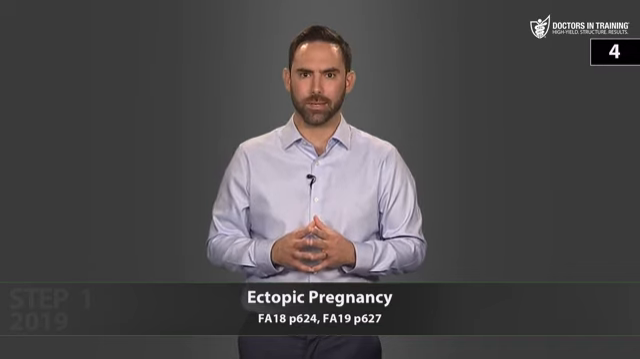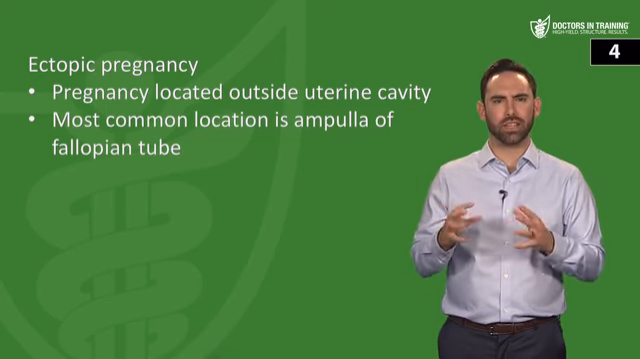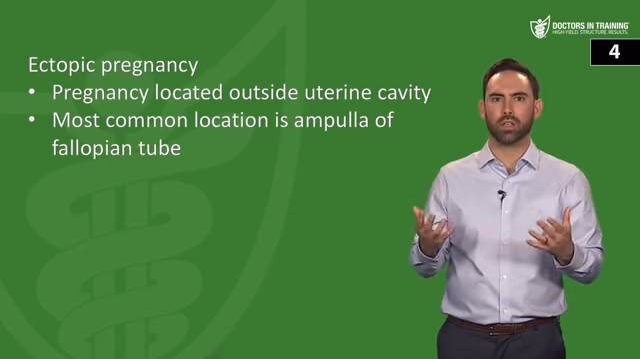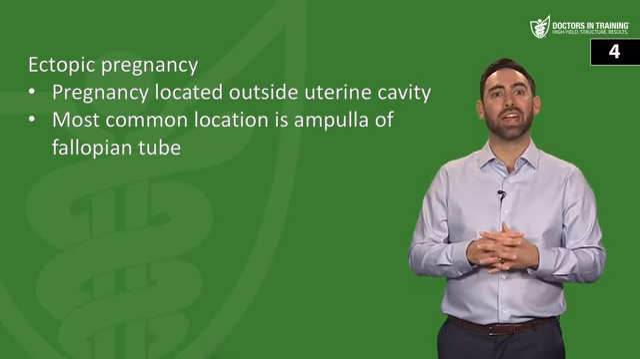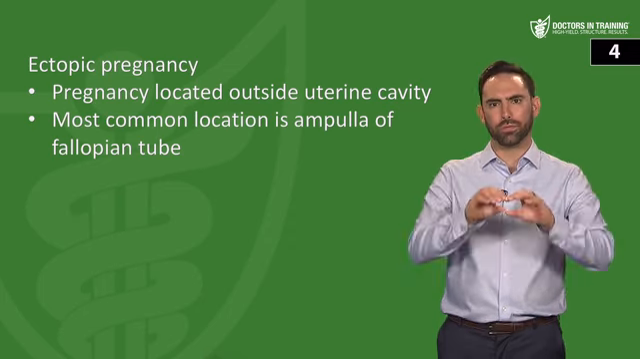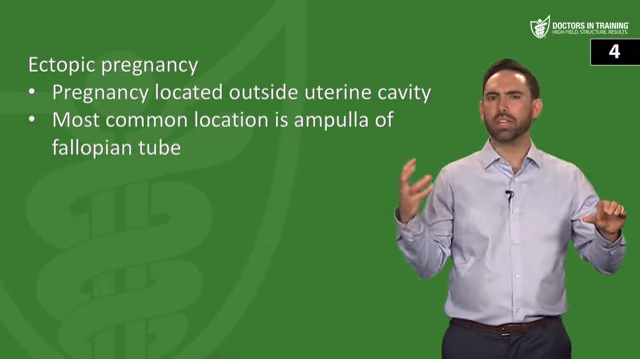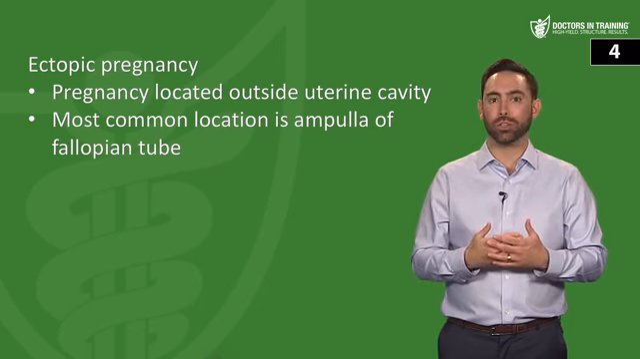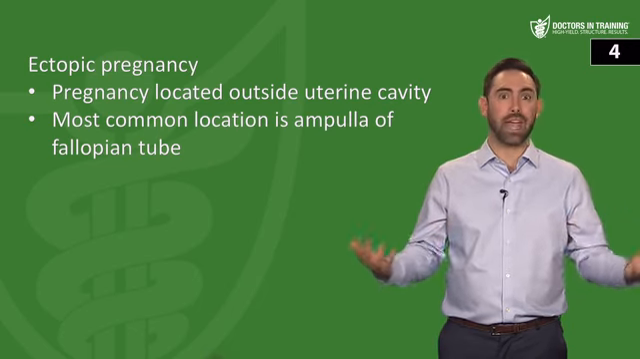Now, what happens if the blastocyst implants in the wrong location? We call that ectopic pregnancy. Ectopic pregnancy is any pregnancy that's located outside of the uterine cavity. Most of these, in fact 98% of these, will be in the fallopian tube, most commonly in the ampulla of the fallopian tube, but ectopic pregnancies can also occur in the ovaries or in the abdomen.